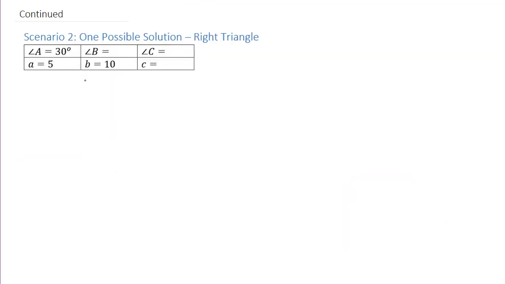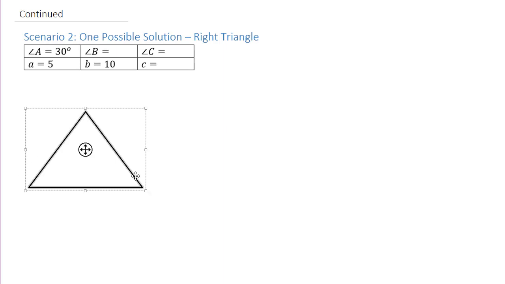Okay, so here we go with the next scenario. Scenario 2, when you get a right angle triangle. Now, again, when you start, for all of these, you're just going to start drawing. This is what I do. All of them, I just start drawing like this, and I go A, B, C, and I start filling everything in.